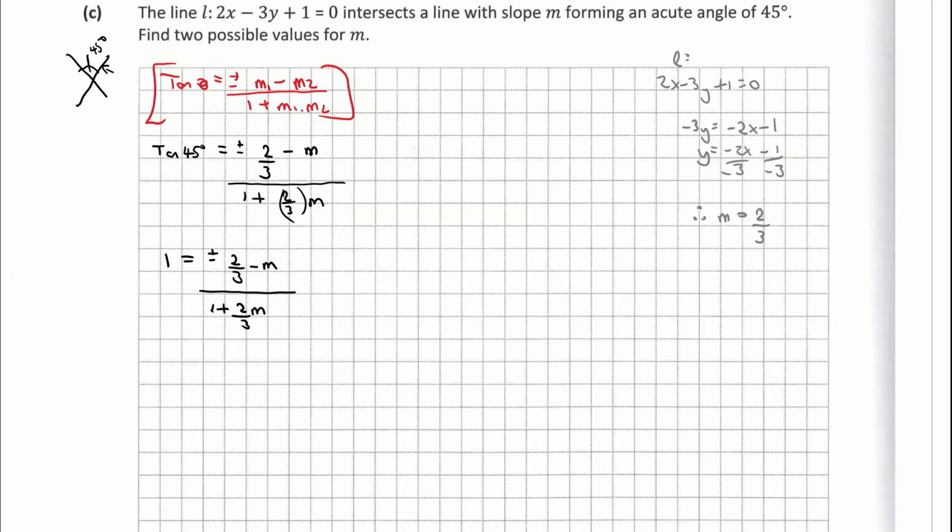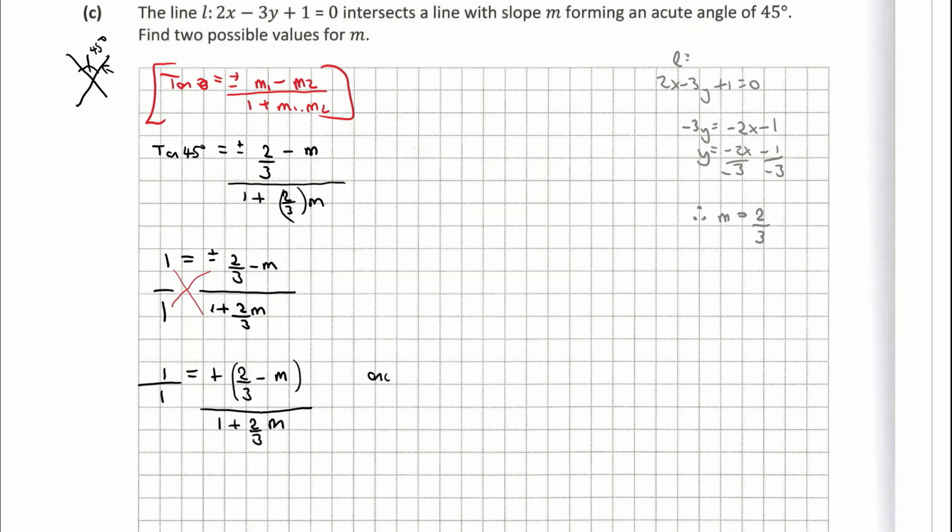Next, I'm going to put this 1 over 1, to make it fraction equal to fraction, and I'm going to solve for m by cross multiplying. What you have to be careful with is this plus and minus value here, because there are two values for my slope. So first of all, I'm going to have 1 over 1 is equal to plus, and I'm going to multiply that plus into 2 over 3 minus m. I'm going to put that in a bracket because I need to multiply in that plus, all over 1 plus 2 over 3m.